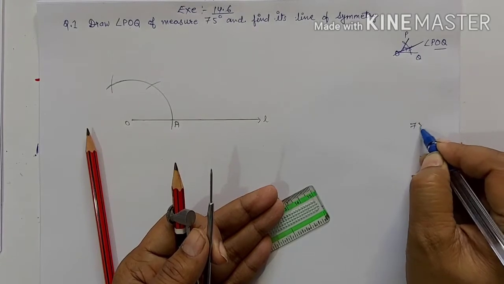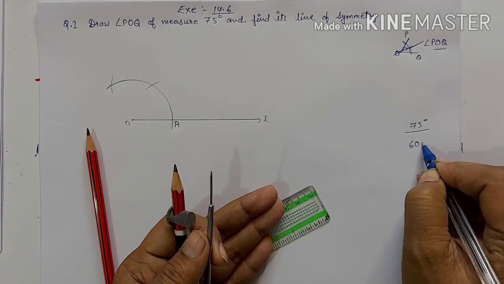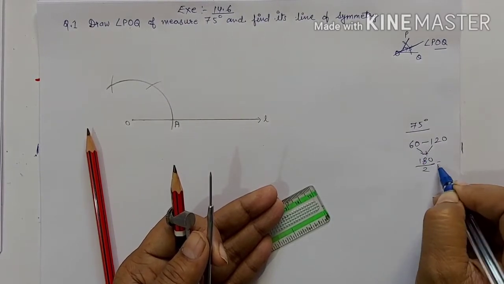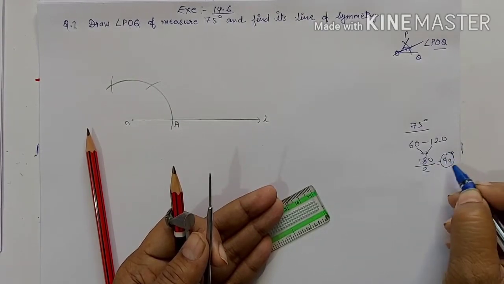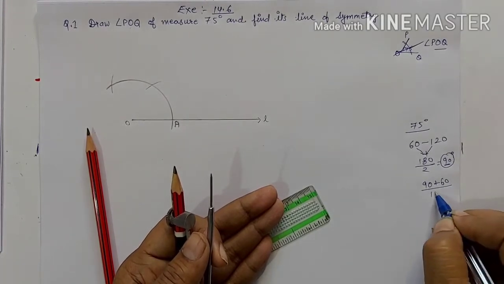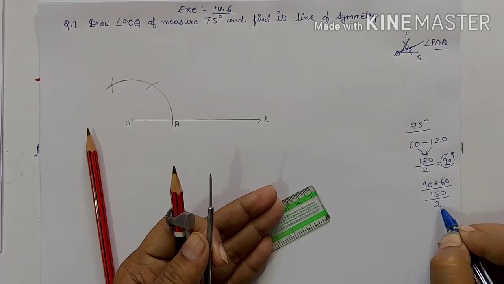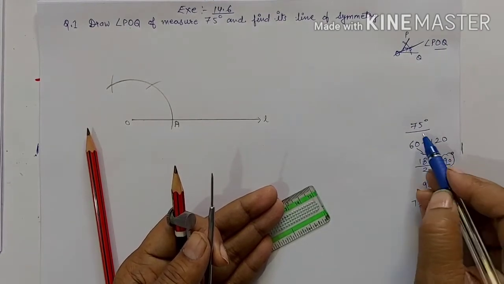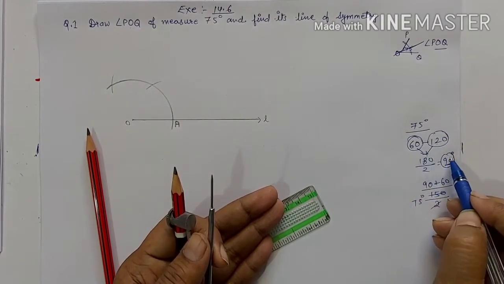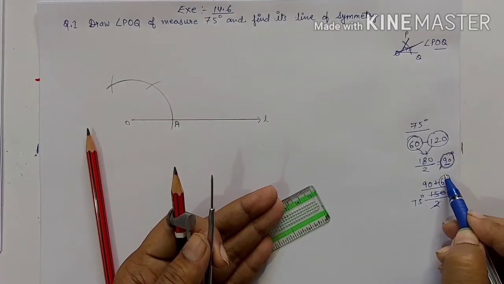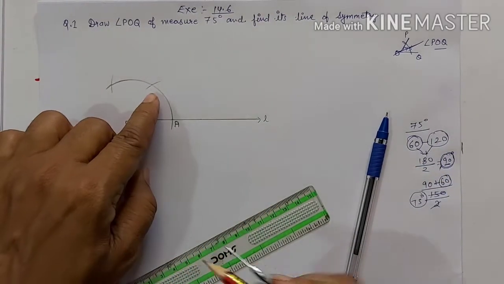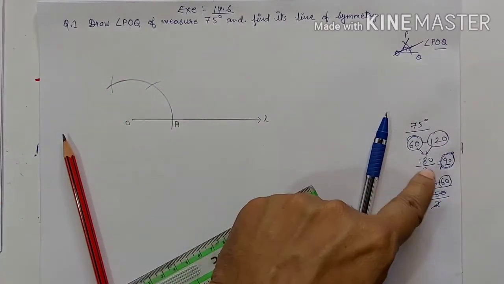Now you have to draw the angle of 75. So first draw 60 and 120. The bisect of 60 and 120 is 180 divided by 2, which is 90. Then 90 plus 60 is 150, and 150 divided by 2 is 75. This means first you draw the angles 60 and 120, bisect them to get 90, and then bisect 90 and 60: 150 divided by 2 is 75.